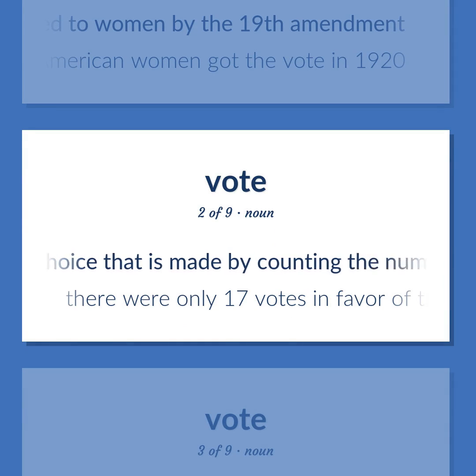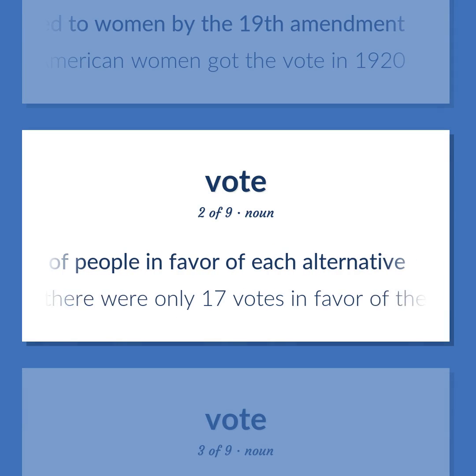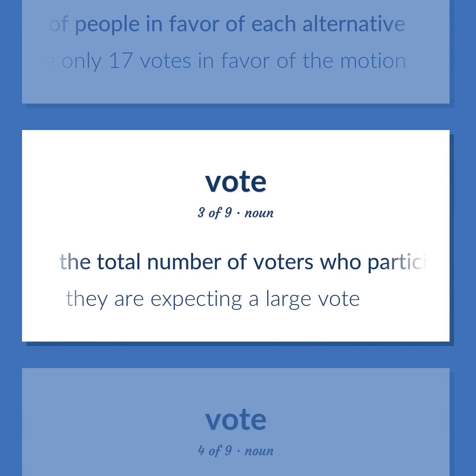A choice that is made by counting the number of people in favor of each alternative. There were only 17 votes in favor of the motion. The total number of voters who participated. They are expecting a large vote.